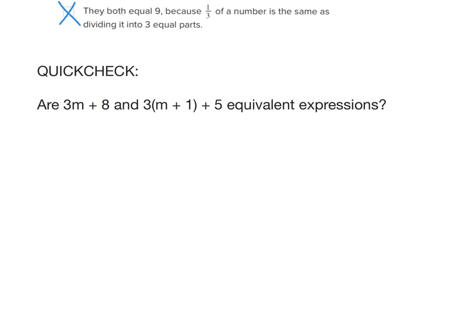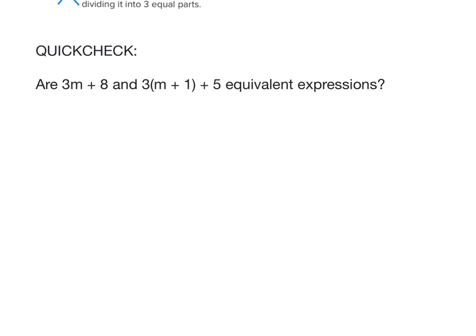All right, so quick check. Are 3m plus 8 and 3 times (m plus 1) plus 5 equivalent expressions? So I'm going to suggest that you choose a value for m that is not equal to one of the numbers in the expression and not equal to 0 or 1. I would suggest using 2. Put 2 in both of them. Put 2 where the m is here and 2 where the m is here, and see if they're both the same value. Good luck. See you soon.